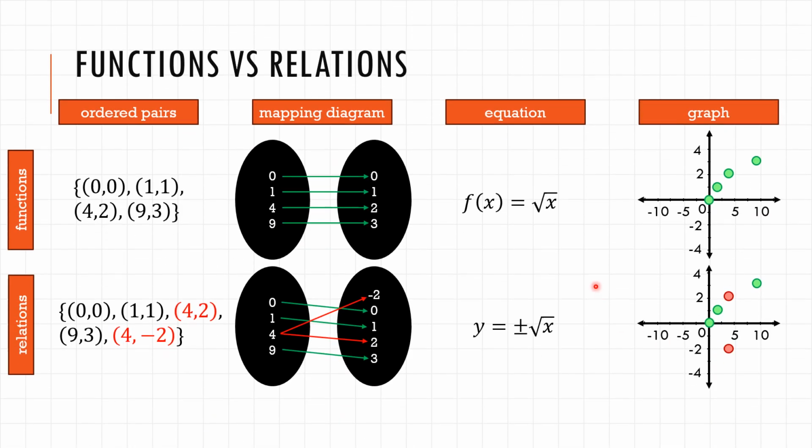Here are some comparisons of how we might see a function and how we might see a relation. One way that we can describe a relation is with ordered pairs, and they might look like this. We have coordinate pairs, x, y, x, y, x, y, x, y, within these curly brackets.